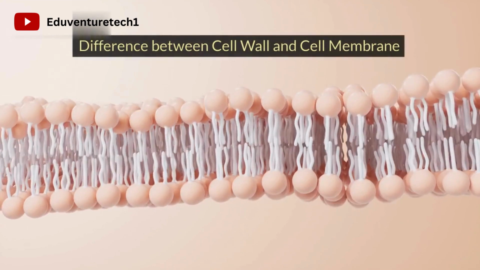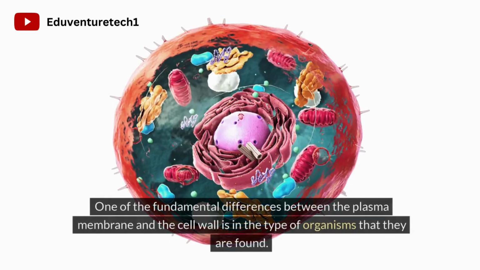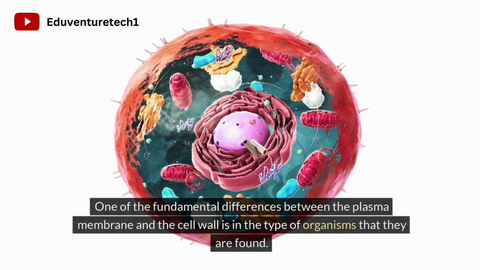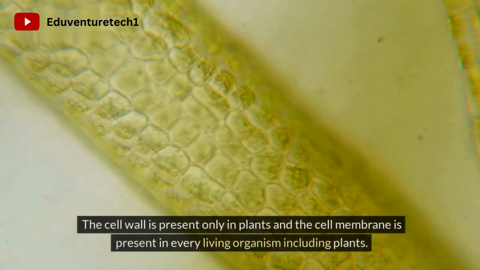Difference between cell wall and cell membrane. One of the fundamental differences between the plasma membrane and the cell wall is in the type of organisms in which they are found. The cell wall is present only in plants, while the cell membrane is present in every living organism including plants.